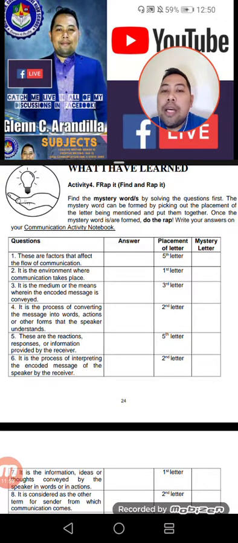The questions are on the left side, then the example question number 1, then the answer, then the placement of the letters. If you know the answer, try to identify the placement of the letter so that the mystery word will be answered, and then put them together to form a word. Then that's the time you'll make a rap with that word. So for example, these are the factors that affect the flow of communication. Number 1, the answer is barriers, right?